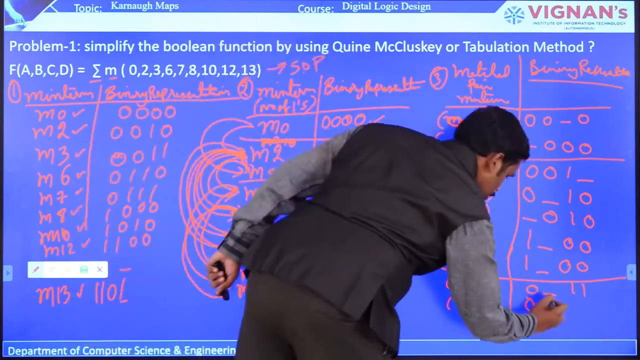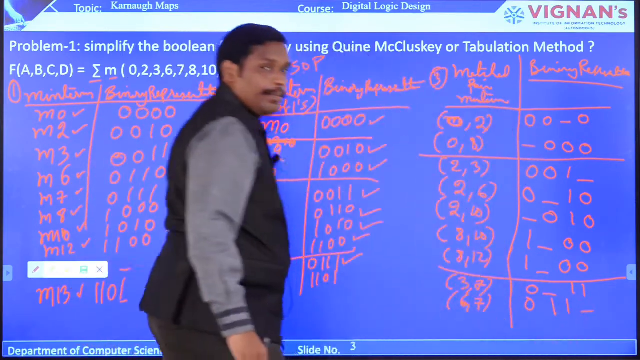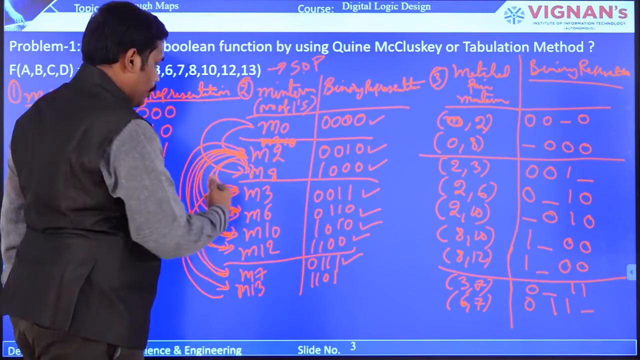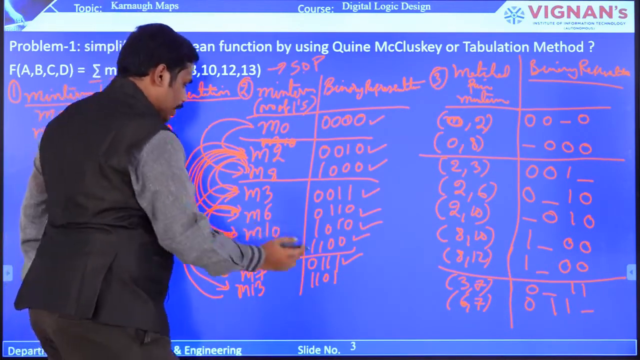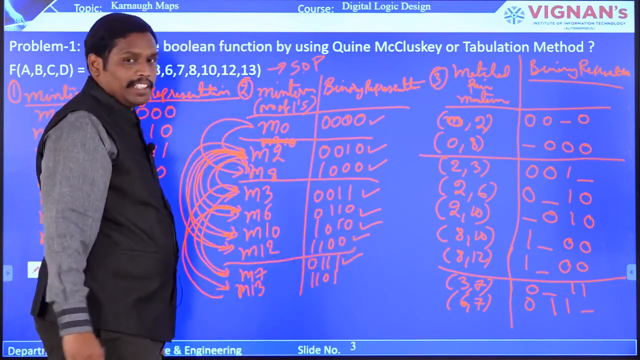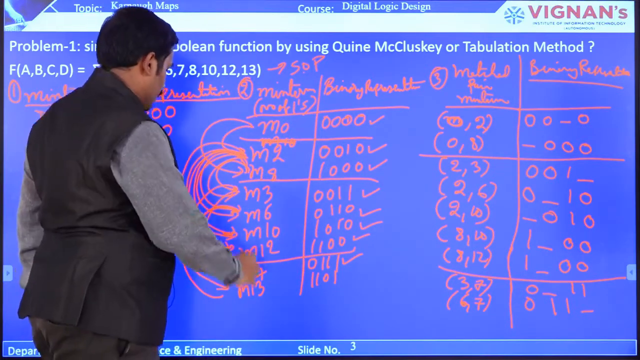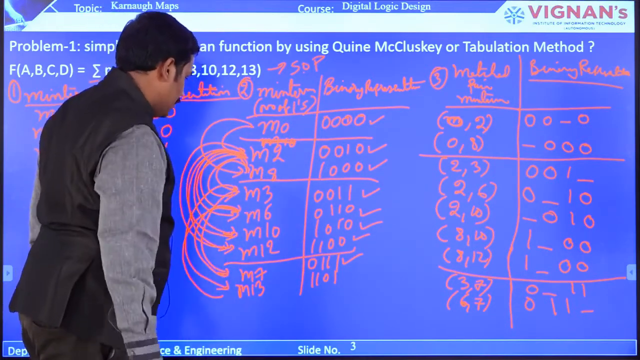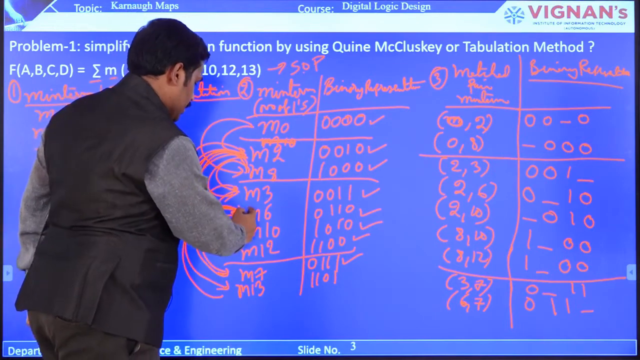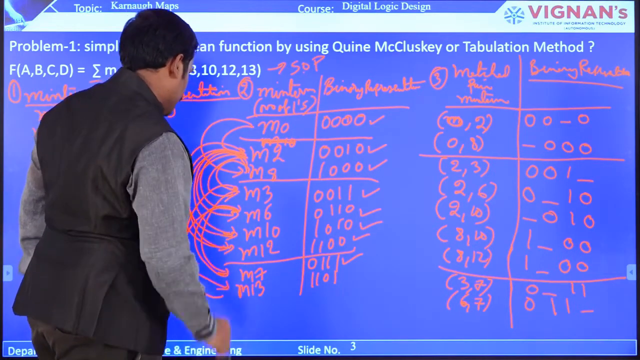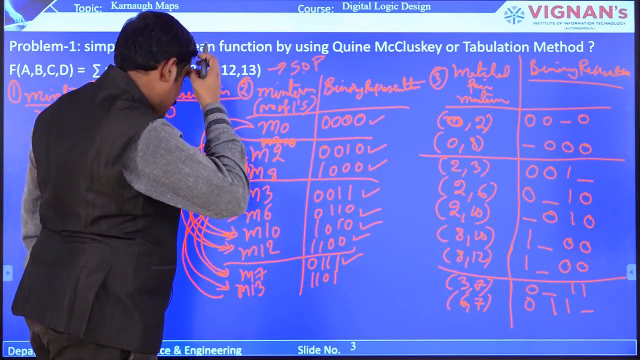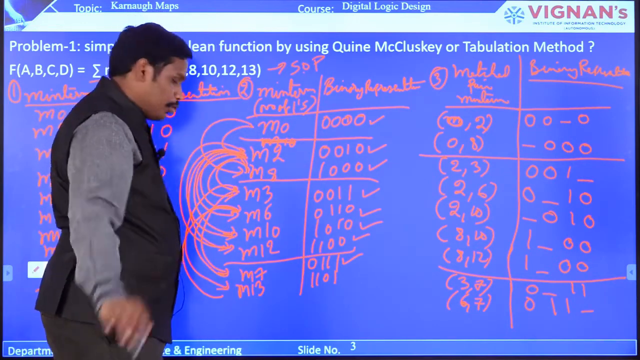So 6 and 7 gives 0 1 1 and a hyphen, or underscore. So now we are going to replace it with 6 and 7. Since 7 is also part of a matched pair, I have made a small tick mark. And now 6 with 13. Is there any possibility for 6 with 13? There is no possibility, as 6 and 13 have two different bit positions, so not possible.